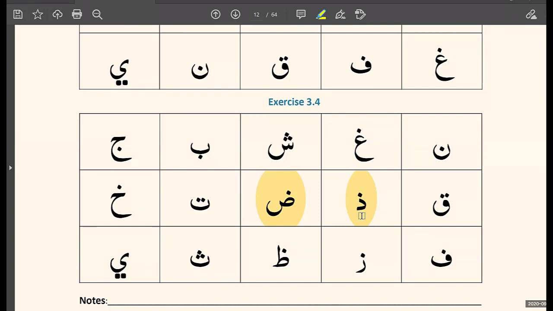Would anyone like to recite, or I'm going to pick somebody. I'm going to unmute G7020. If you want to recite, then please go on. Otherwise, you can say I don't want to. I have unmuted G7020. Please recite. Assalamu alaikum. Walaikum assalam. Would you like to read this lesson, exercise 3.4?